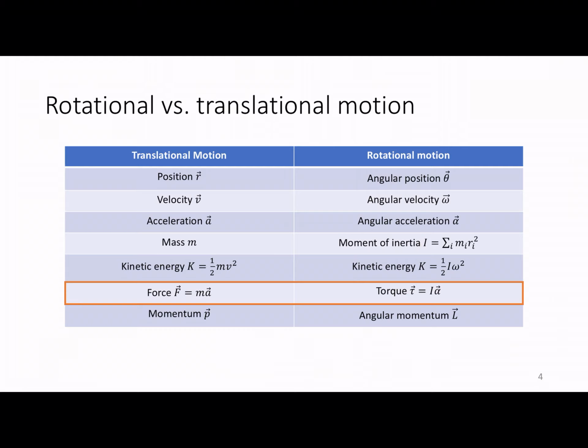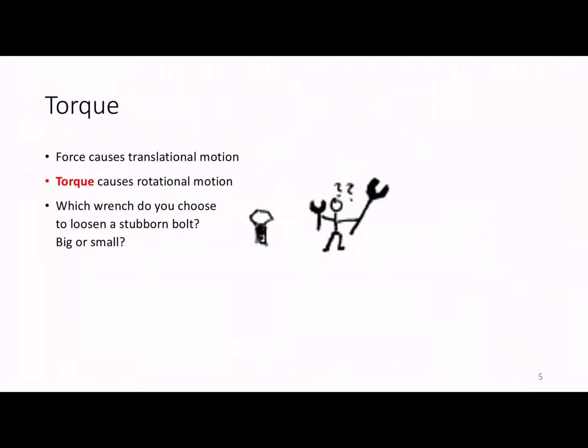As a quick reminder, the general strategy we have for this chapter is that we want to connect the dots between rotation and translation. For every translational type of motion, there's some equivalent in rotation. We've talked about position, and its equivalent is angular position, or theta. Velocity becomes angular velocity, and so on. Today we're going to talk about force, which in the language of rotation becomes this thing called torque. So today we're going to learn about torque.